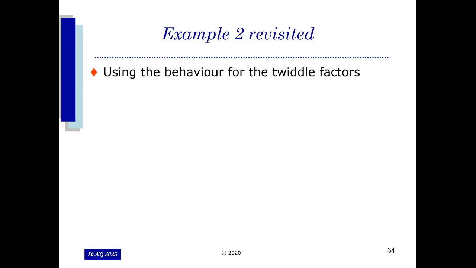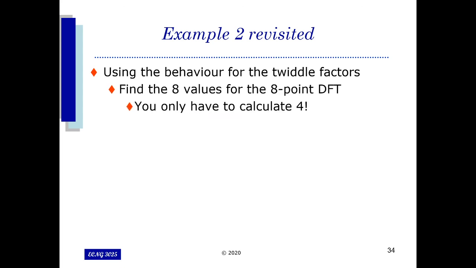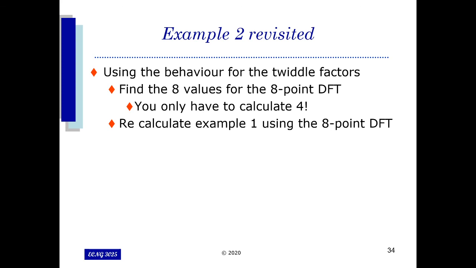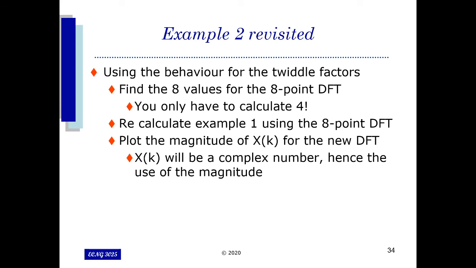So if we use the behavior of the W factors, we can find the 8 values of the 8-point DFT by only calculating for 4. And what I'd like you to try as practice, and we'll do this later in a problem set, is to recalculate that first example in these slides using the 8-point DFT, and then plot it accordingly for X of k. I want you to observe the difference between the 5-point DFT and the 8-point DFT. You don't actually have to comment on the result.